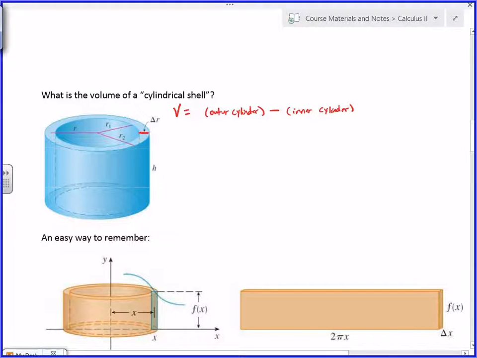Now, what's the volume of a cylinder? Pi r squared h. Yep. It's the area of the base, which is pi r squared, times the height. So, pi, and the outer one is r2 squared, right? You see that's what I've got drawn right there. The radius all the way to the outside. And then times h minus pi r1 squared h. By the same rationale, this is now the inner radius.